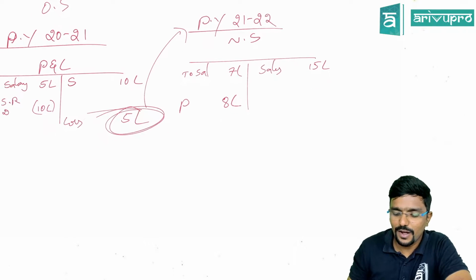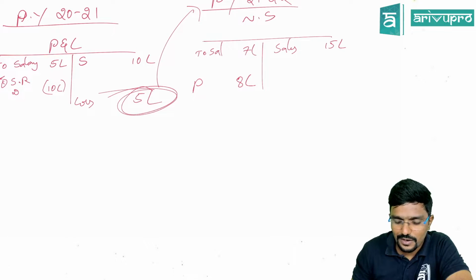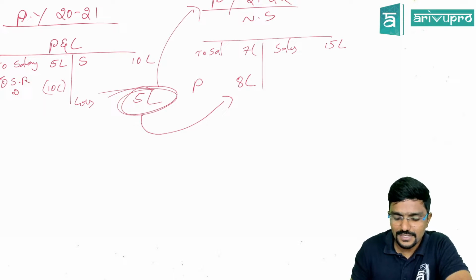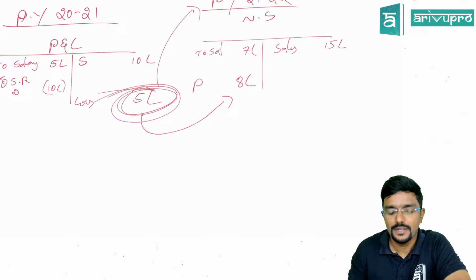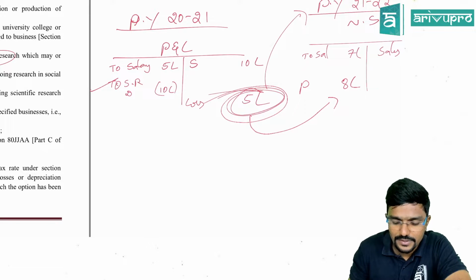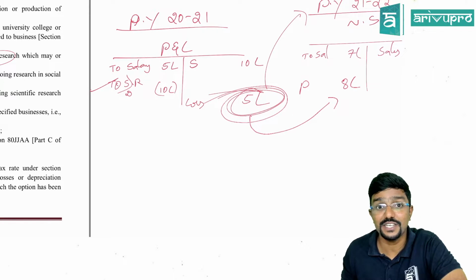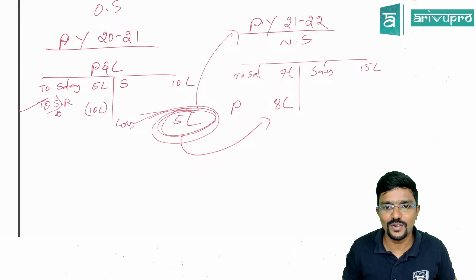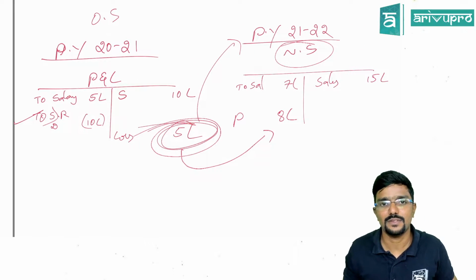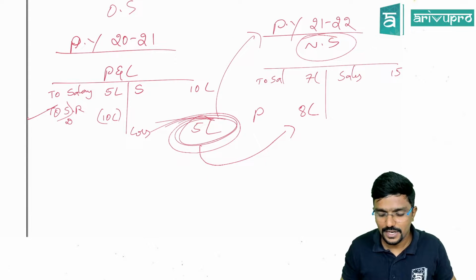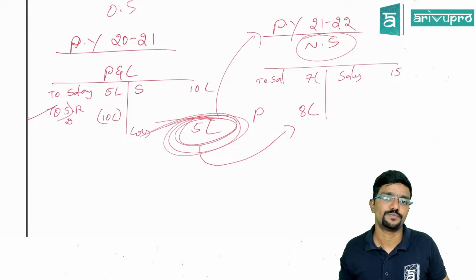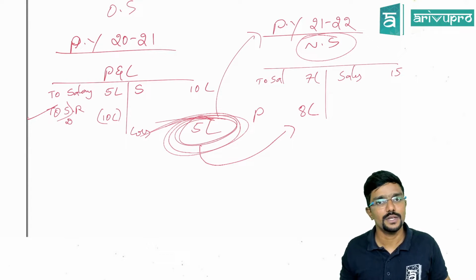Normally, whatever loss you had last year, you can adjust that 5 lakh loss against this 8 lakh. But what is this loss related to? The deductions which you have claimed. Scientific research deduction you claimed last year, 10 lakh. But that is not allowed under the new scheme. That means this loss cannot be adjusted once you have come under the new scheme.